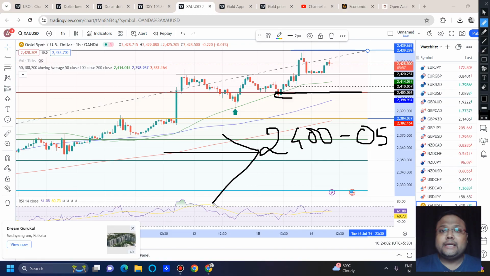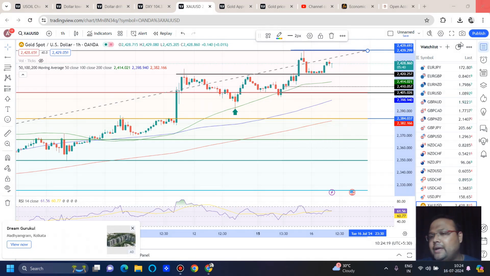Yesterday also we got a nice bounce, good bounce from the 2400 area. Precisely, it bounced from 2401. I entered at 2402.3, but still, we got a nice move. So this is also a good support on the chart of gold. So on the chart of gold, we have two reliable supports, 2400, 2405, and then the 2380-84 area.